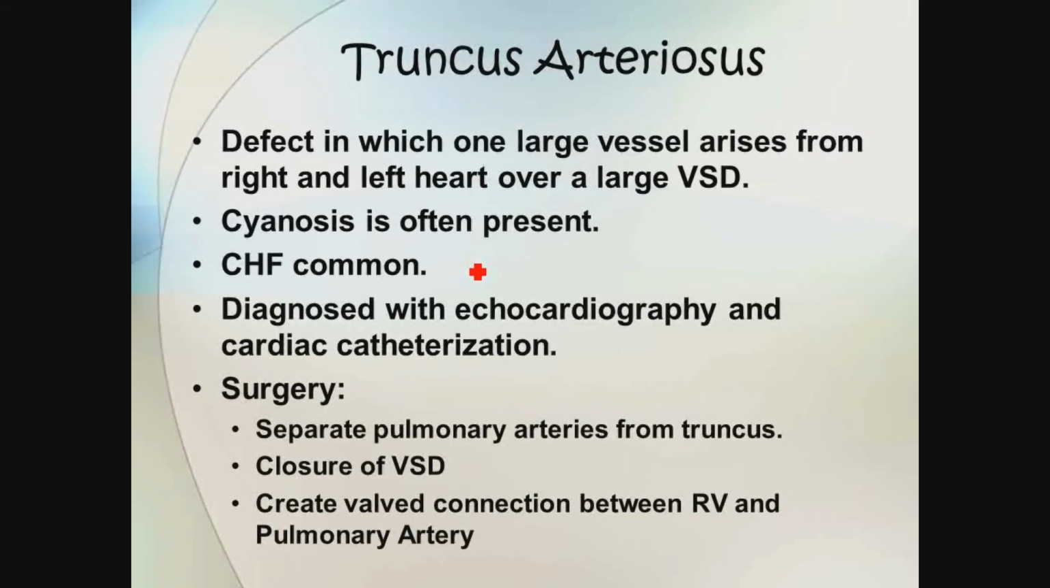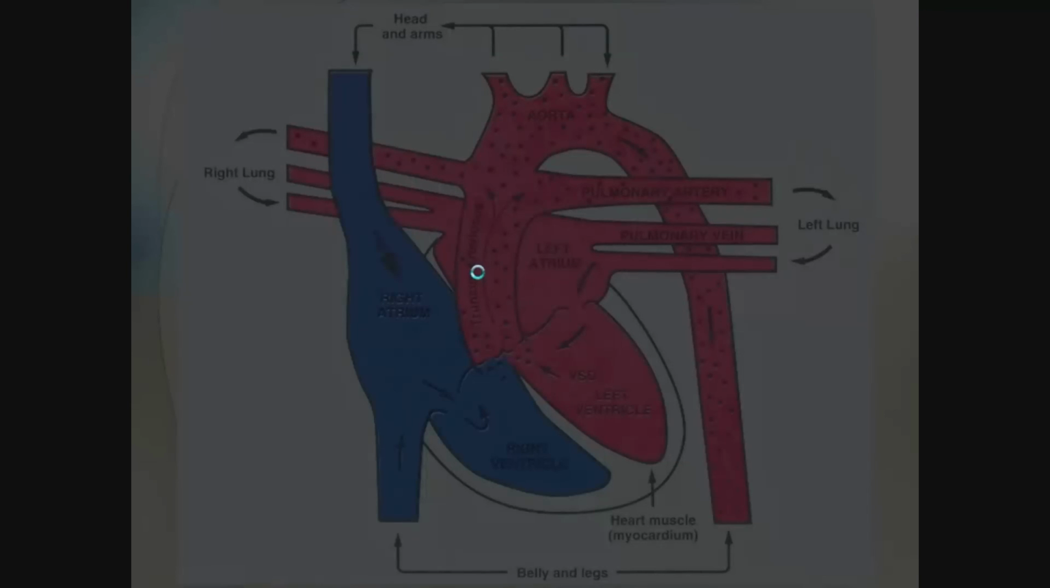Truncus arteriosus. It just sounds like it should be a cartoon character, you know. One large vessel arises from over the right and left ventricles with a VSD. Again, a cyanotic defect. And basically what we attempt to do is separate the pulmonary artery from the truncus, close off the VSD, and create a connection between the right ventricle and the pulmonary artery.